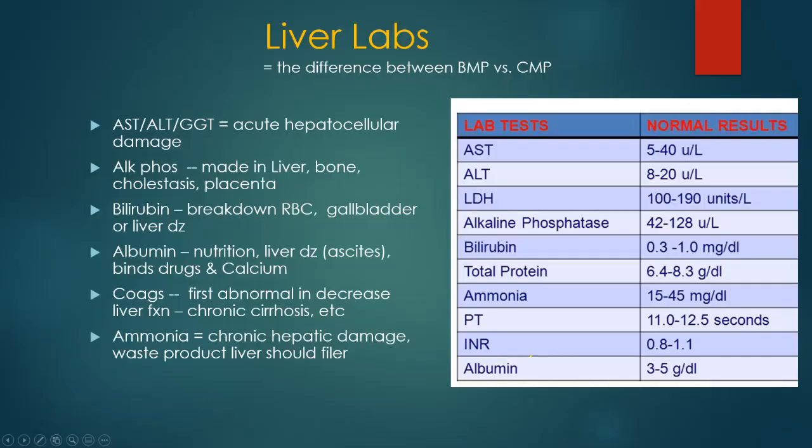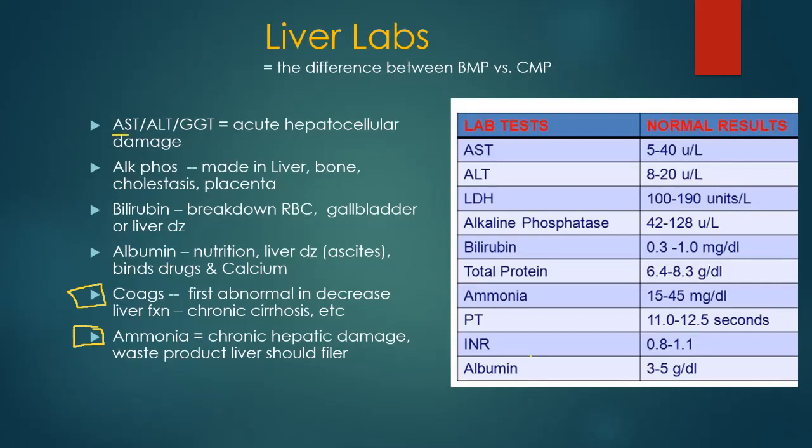our liver labs. There are quite a few liver labs, and liver labs are the main difference between a basic metabolic profile and a complete metabolic profile, right? The only difference between the two is whether you want liver labs or not. Now, notice I've also included quite a few other things that are not included in your complete metabolic panel, such as your coags or your ammonia. Those are special labs that you have to order separately.